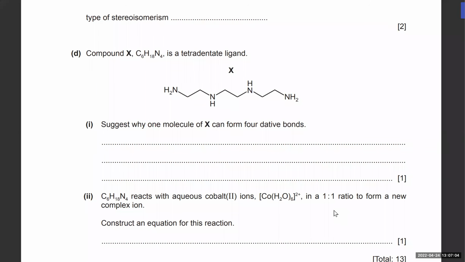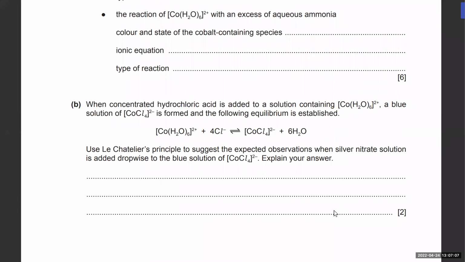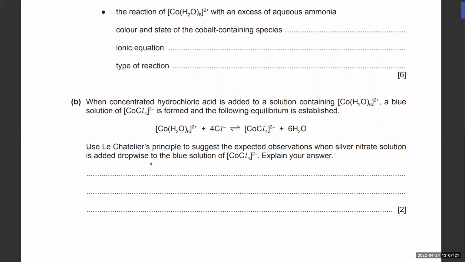सर एक है ये क्वेश्चन 1 का पार्ट बी. So 1 part B: when concentrated hydrochloric acid is added to a solution containing this, a blue solution is formed in the following equilibrium. Use Le Chatelier's principle to suggest the expected behavior when silver nitrate solution is added dropwise. What will silver nitrate, first thing, what will it react with? Silver ions, जो aqueous हैं, they're going to go and react with Cl ions. And together they're going to form a precipitate of AgCl. White precipitate would be formed. That's the first observation. A white precipitate would form.